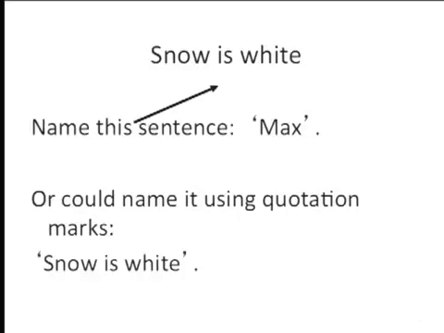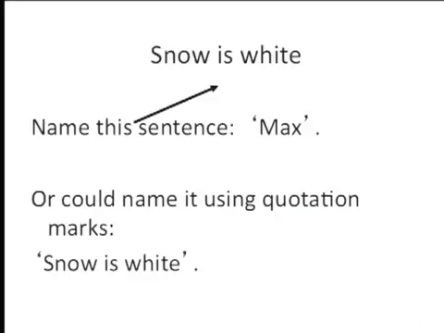Any question about that? Okay, so if you use this technique of saying Max, Fred, Simon, Rumpelstiltskin as all your names for English sentences, you're going to run out of sentences pretty quickly. And it's going to be hard to keep track of which one's which.